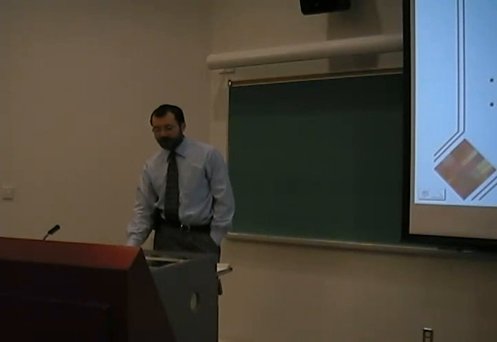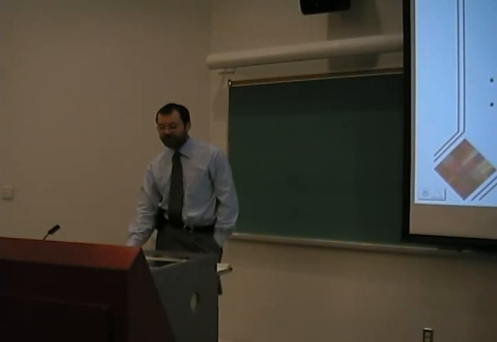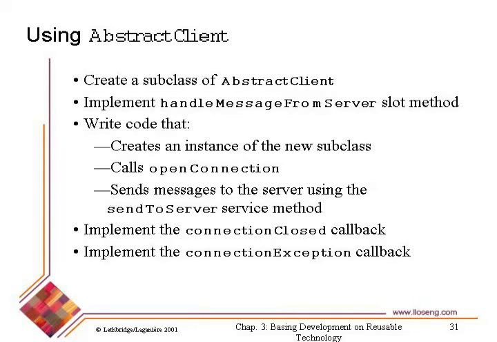Okay, so to recap, we've created our concrete subclass, we've implemented handle message from server to do work, and somewhere, either in handle message from server or something that it calls or some other code somewhere else, we've created an instance of this class called open connection, and we've sent some messages to the server. Finally, optionally, and these two things are not always required, but it's useful sometimes to do these kinds of things. We've implemented the connection closed callback and the connection exception callback. All right? So we implement these things in order to display the status, typically, of whether we're connected or not.